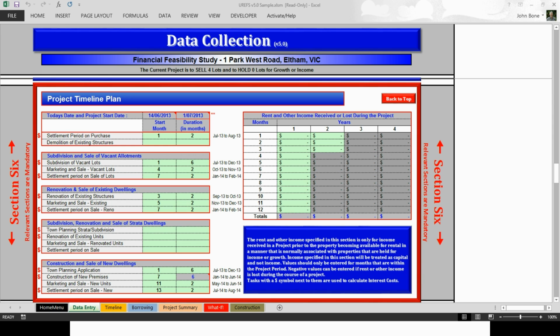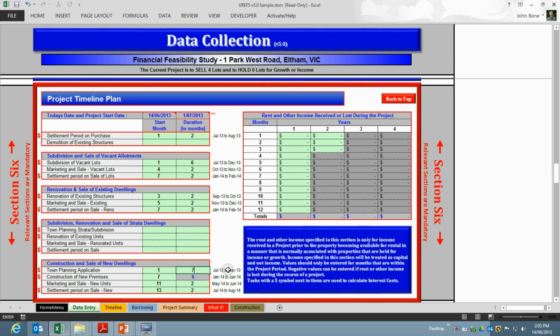The last group of 4 tasks is used specifically for defining the start month and duration of construction projects where we're going to construct new dwellings. In our sample project we're proposing to subdivide a property into 4, and build 2 new townhouses. Therefore we need to complete the start month and duration of each of these 4 tasks. The town planning application would start immediately we sign the contract for purchase, and therefore the start month would be 1 and the duration would be an anticipated 7 months, the same as we had entered for this process in the subdivision of the vacant land.